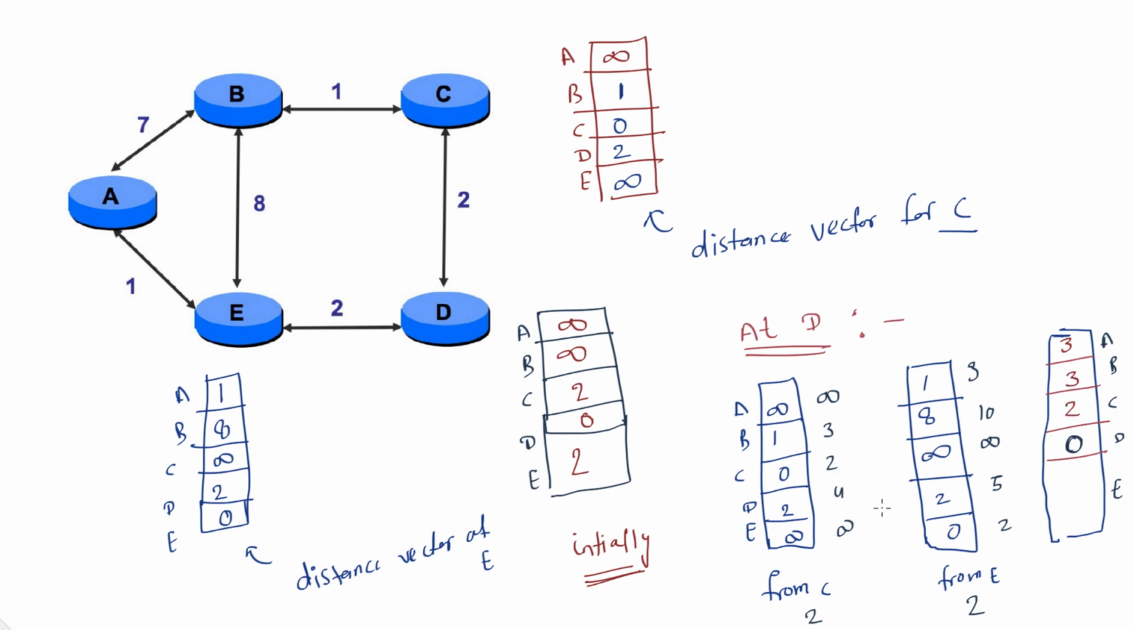And you do not need to compare, because from D to D it is already 0. Then compare this infinity and 2, then 2 is minimum. That's how D is updating its own vector, right? I hope you got it.